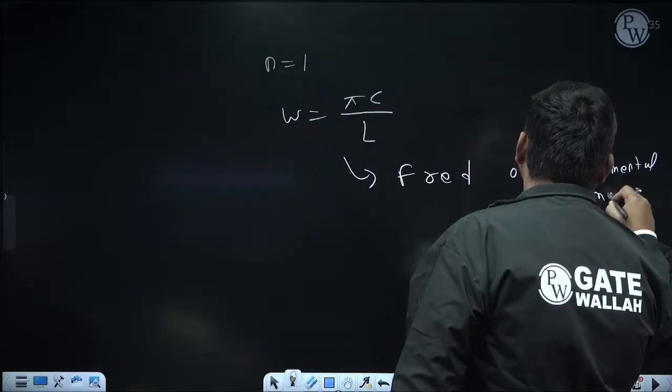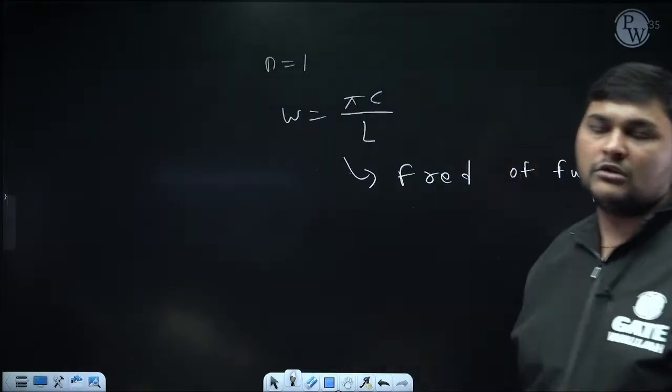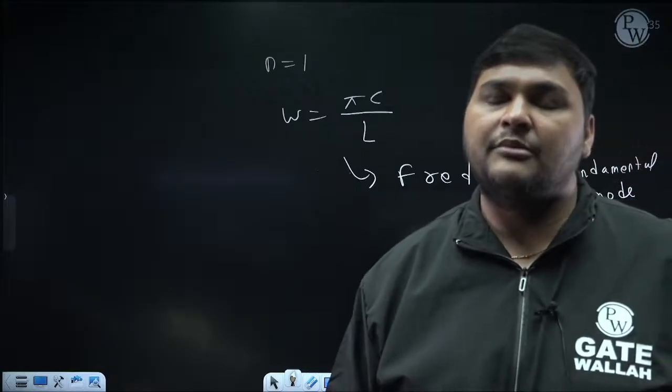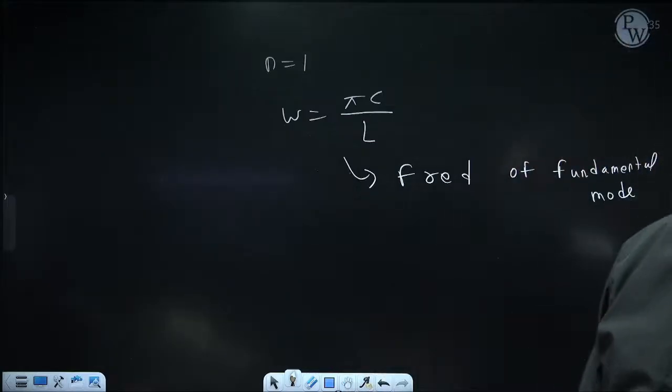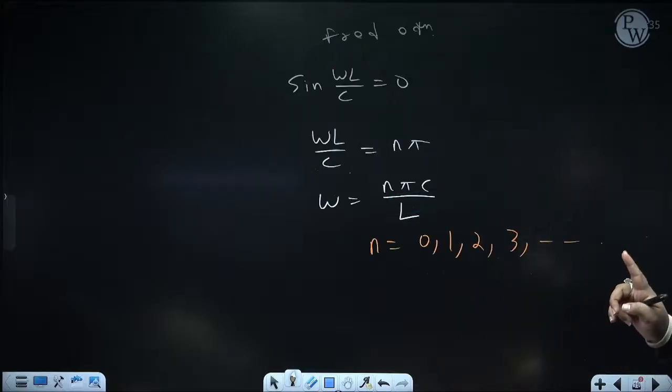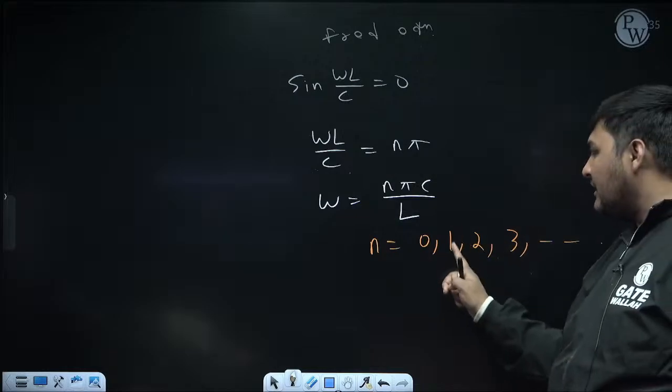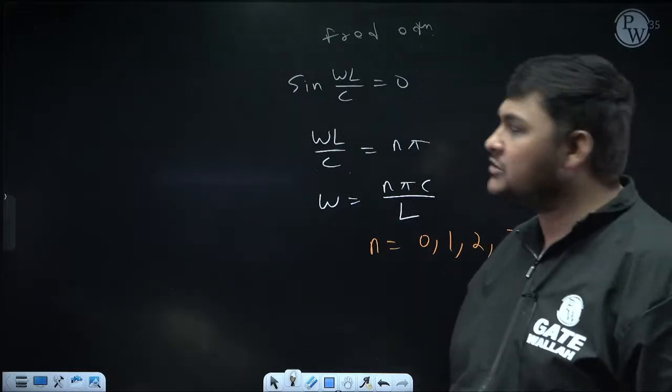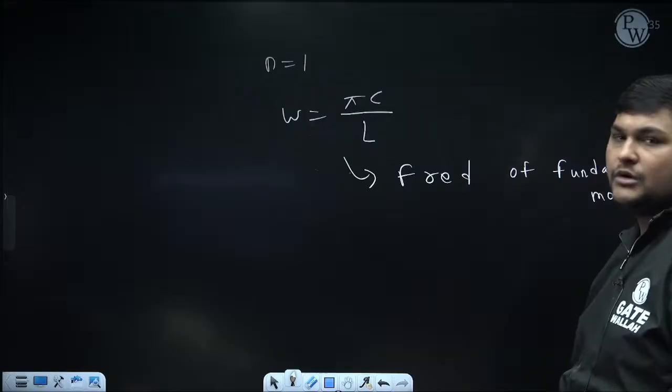But here rigid mode frequency can also occur. So if the examiner asks for rigid mode frequency, that is 0. But here n will start from 0. Now, frequency of fundamental mode means the first non-zero frequency. So for the first non-zero frequency I am putting n equal to 1. That is the frequency of fundamental mode.